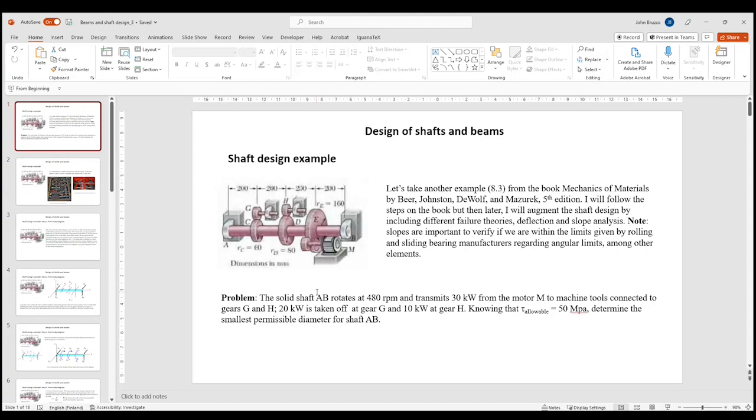And again, the main difference here is that beams are practically never subjected to torque. In this case, you have a shaft which is rotating with a certain power, and that's going to allow you to determine the torque happening there.